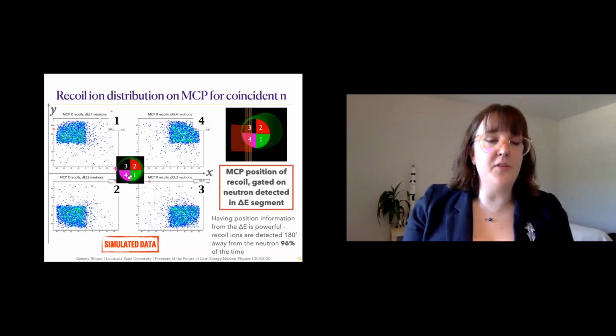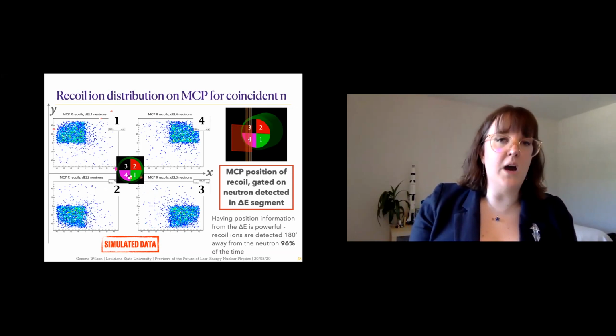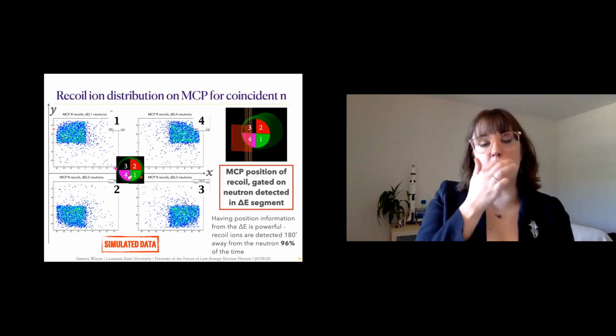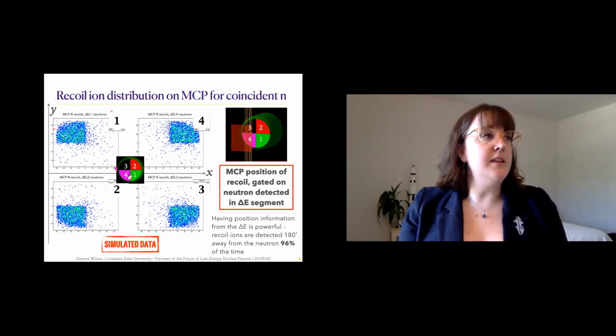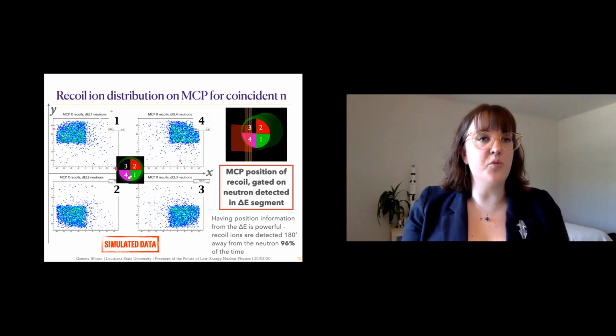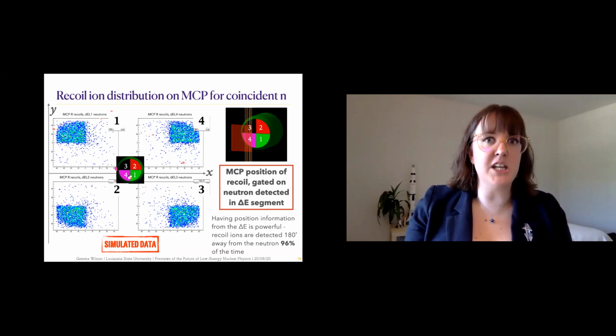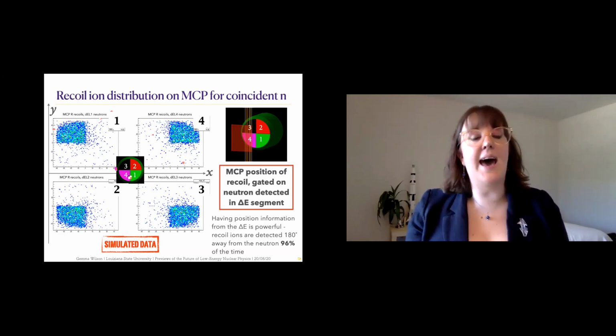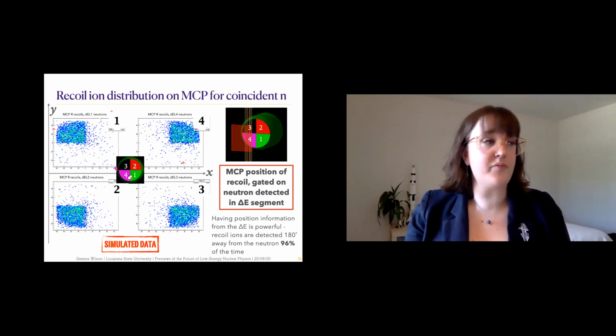So even in the experiment where we can't distinguish between a beta and a neutron, this gives us a very good idea that a neutron might have actually hit the delta E, and then we can analyze these data in a different way.